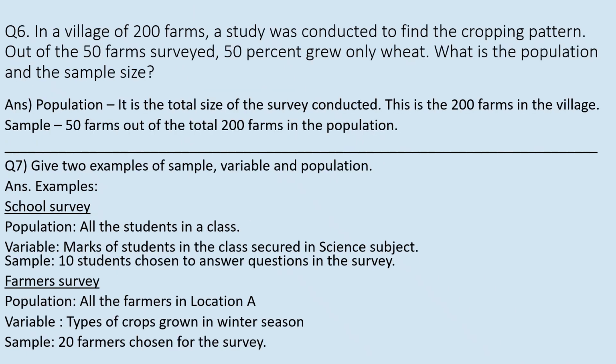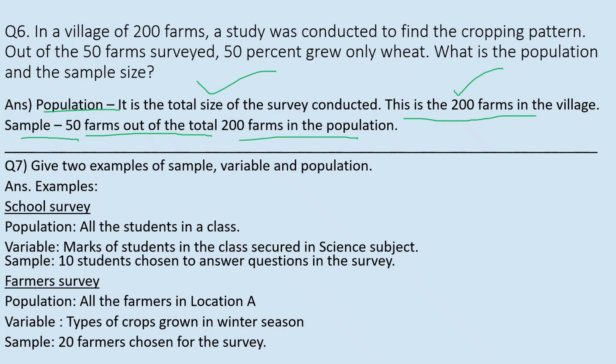Question number 6 says, in a village of 200 farms, a study was conducted to find the cropping pattern. Out of the 50 farms surveyed, 50% grew only wheat. What is the population and the sample size? So the answer to this question will be, population is the total size of the survey conducted. Here 200 farms are in the village, so the population is the 200 farms in the village. And what is a sample? A sample, you know, is a part or portion of the population. So 50 farms out of the total 200 farms is the sample for this question.